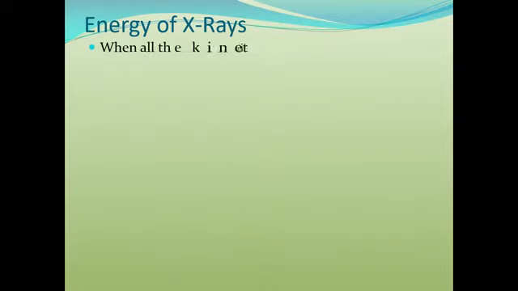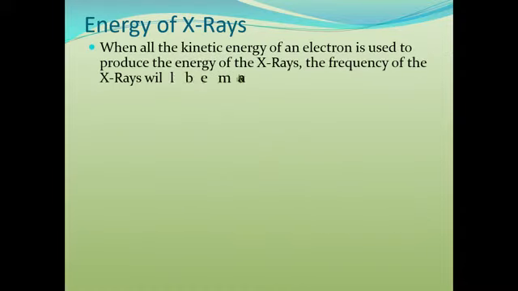So when all the kinetic energy of an electron is used to produce the energy of X-rays, the frequency of the X-rays will be maximum. Notice frequency is inversely proportional to wavelength. When wavelength is minimal, frequency is maximum. That's something you need also to note.